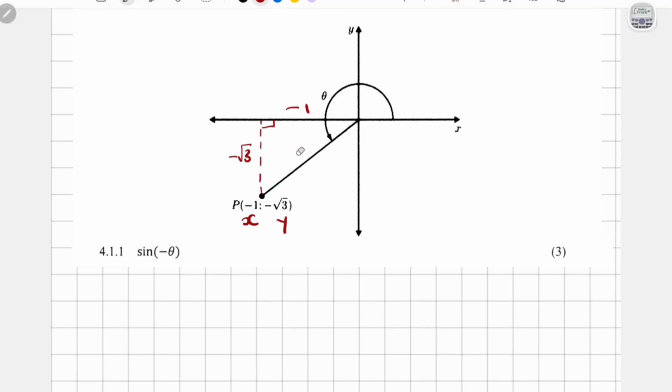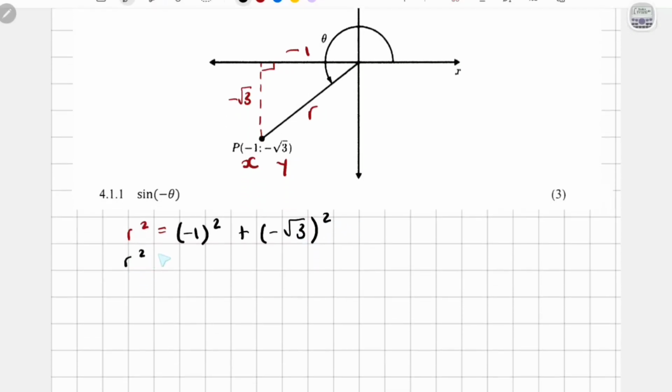Since it is the hypotenuse, you find it by saying that r, we call it the radius. So I say r squared is equal to the adjacent, which is -1, all squared, plus the opposite side, -√3 all squared, right? So this is going to be r squared is equal to 1 plus 3. 1 plus 3 is 4, so r squared is equal to 4.